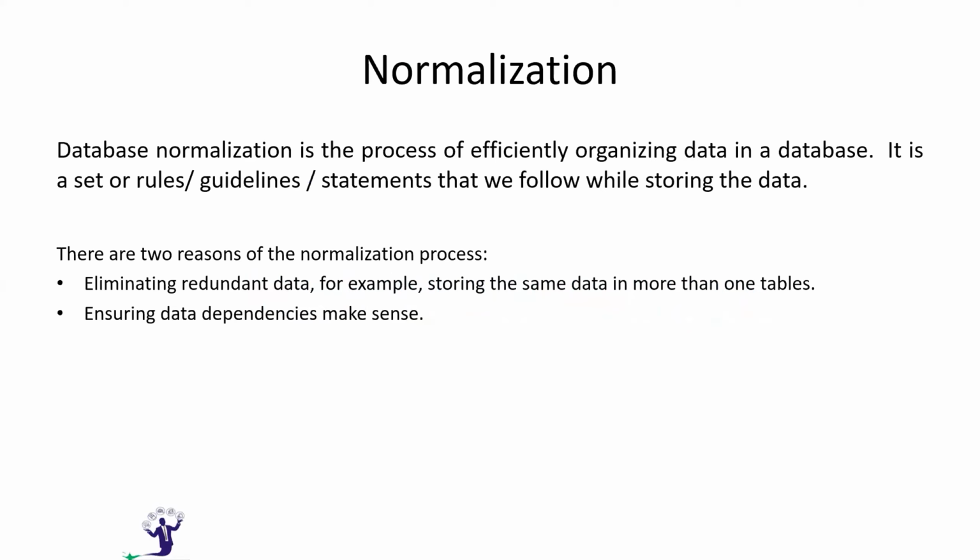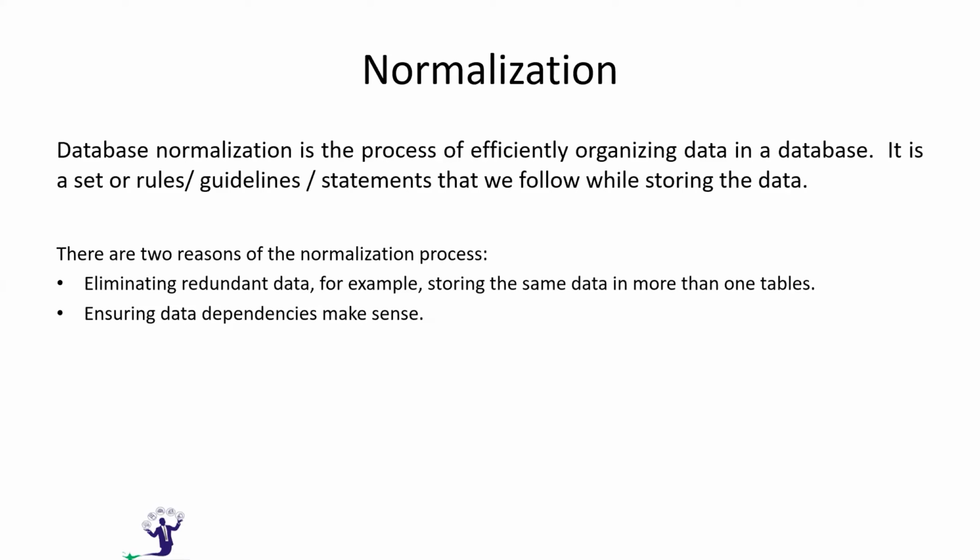The normalization is the process of effectively organizing the data in the database. It is a set of rules, guidelines, or statements which we follow while storing the data. There are two major reasons behind the normalization. Number one, eliminating data redundancy, and number two, ensuring data dependencies make sense.